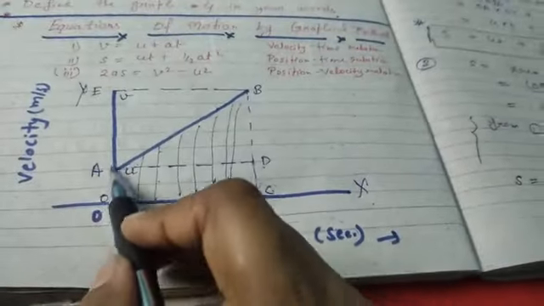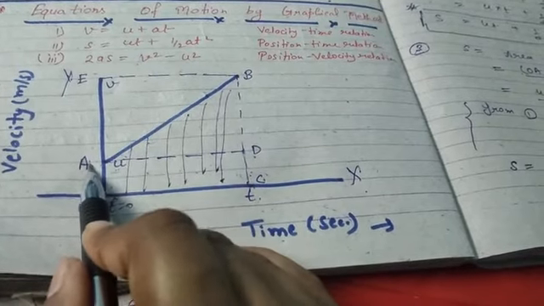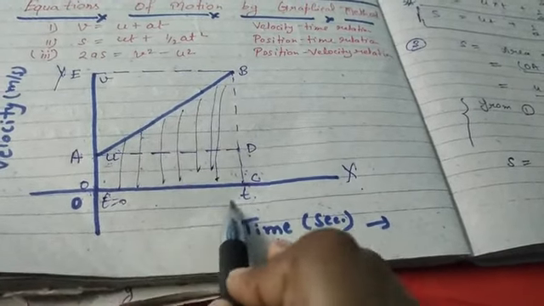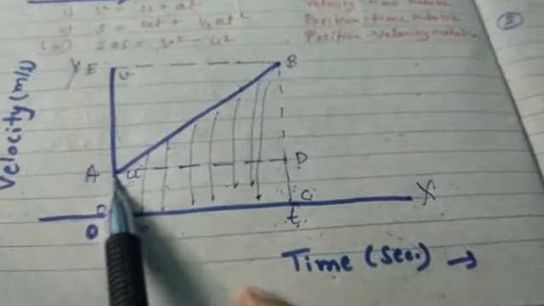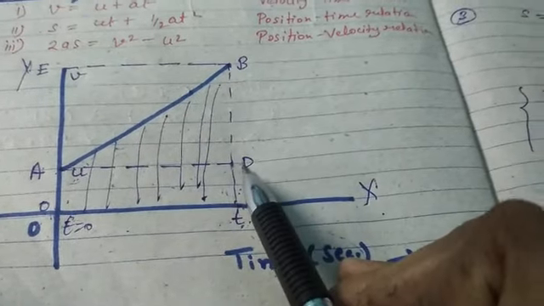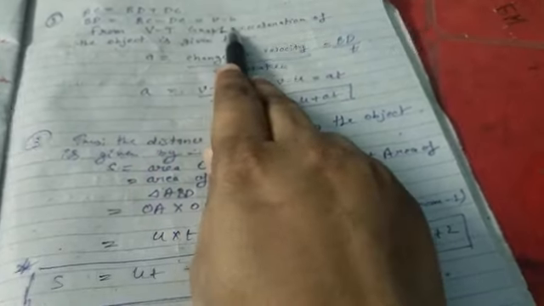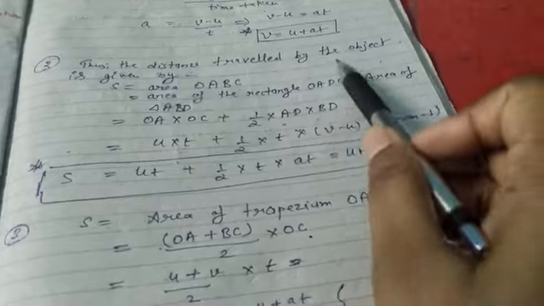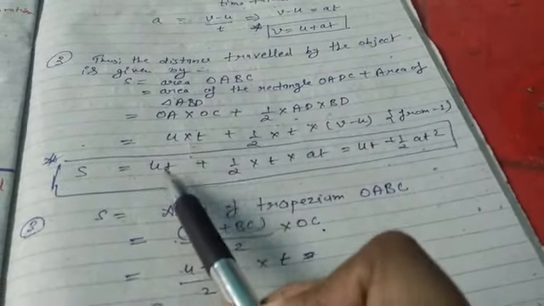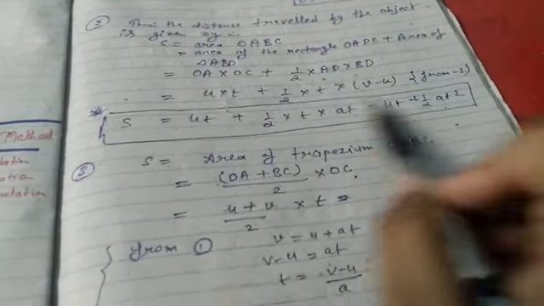Now you can see that the breadth OA equals u, and the length AD equals t. So u into t, plus half, and AD is the base of the triangle, that is t, and BD is the height of the triangle. BD equals v minus u from the first equation, and v minus u equals at. So we can put here ut plus half into t into at, that is ut plus half at square. This is your second equation.